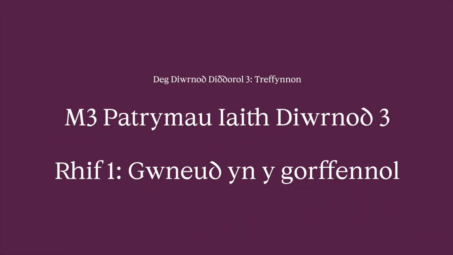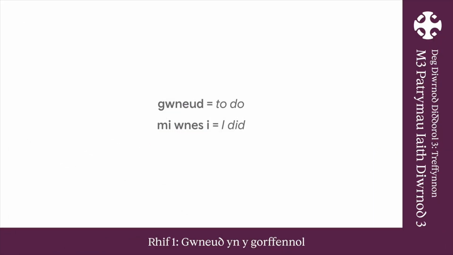Rhif 1. Gwneud yn y gorffennol. To do in the past tense. Gwneud is an irregular verb that means to do. You have learnt phrases that use gwneud in the past tense about different people to say what they did.